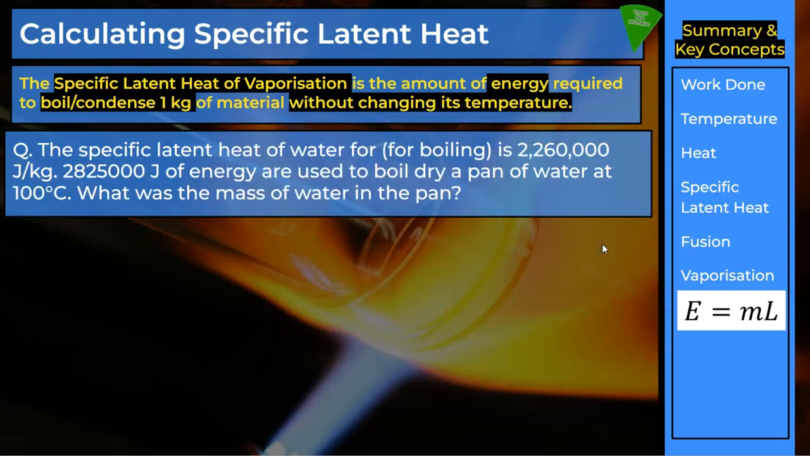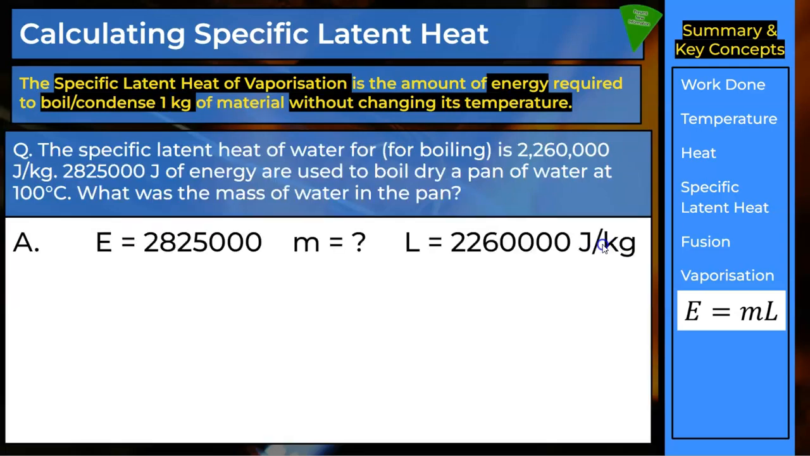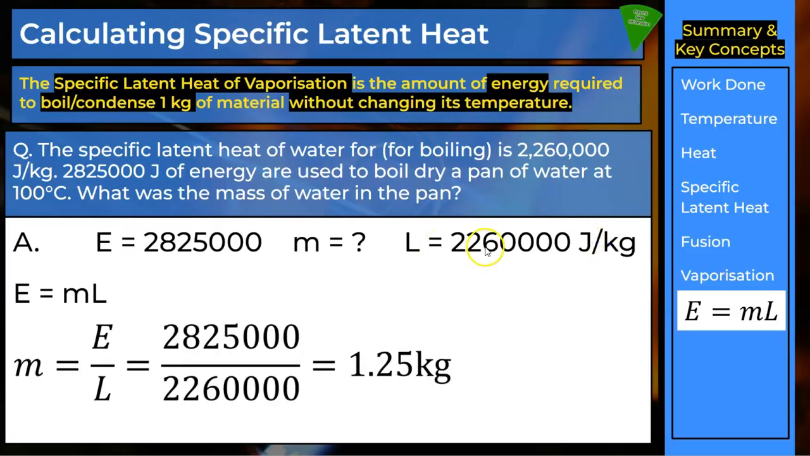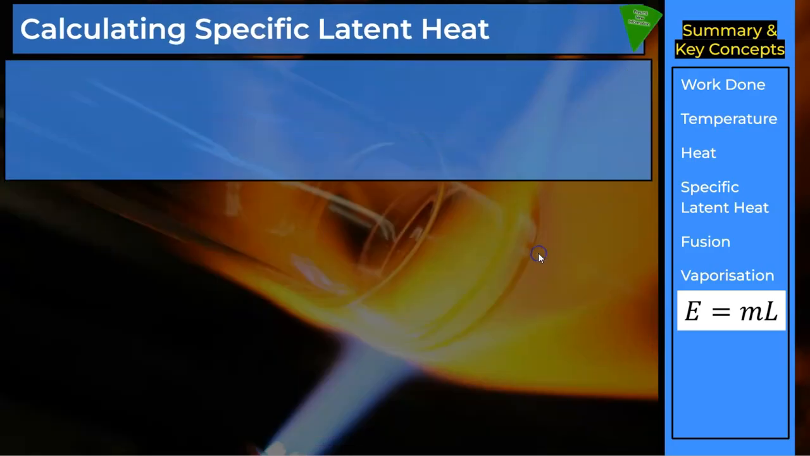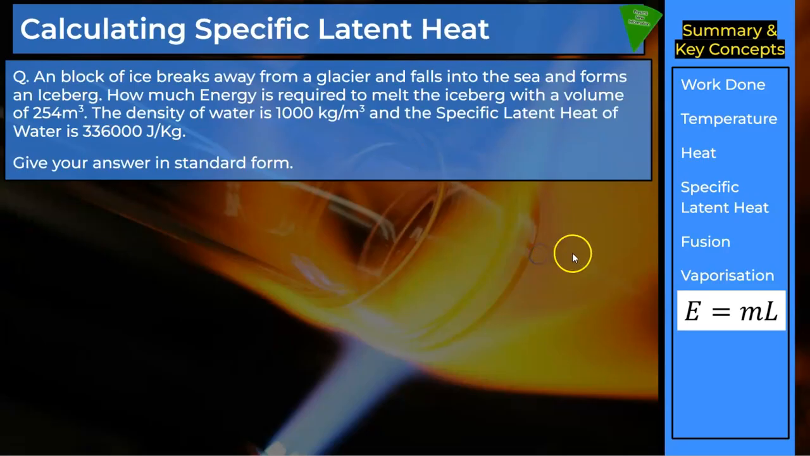Here's another example, this time again for water in this particular case. But this is for latent heat of vaporization this time, so it's for boiling. So you might have to pick, is it fusion or is it vaporization? It might be for a different material altogether.